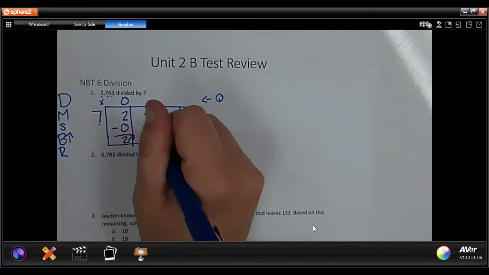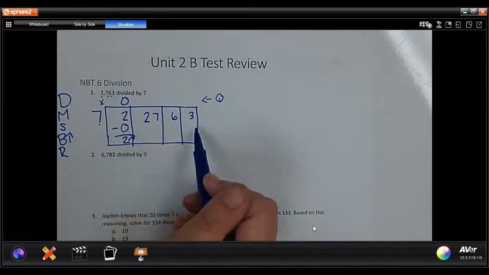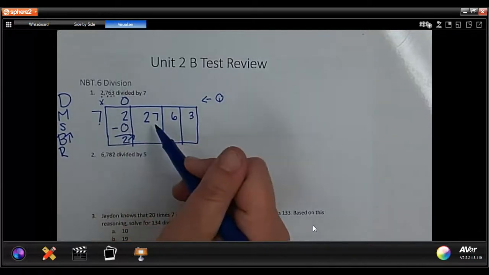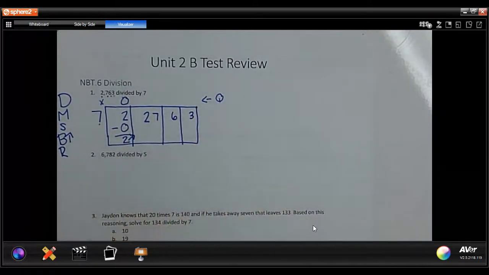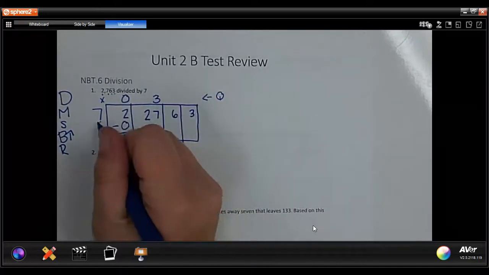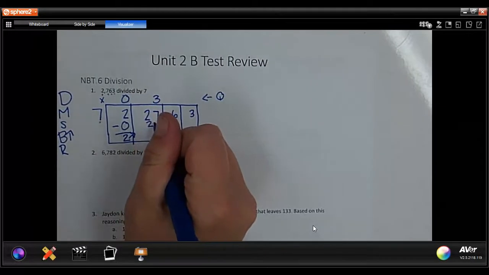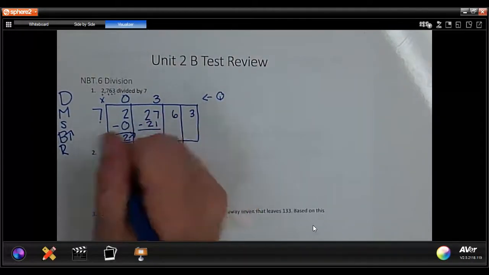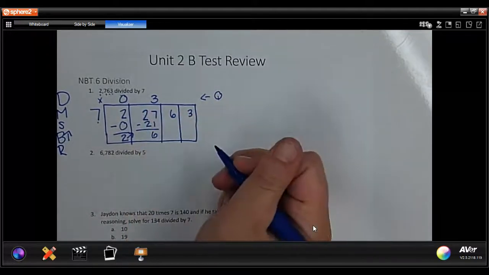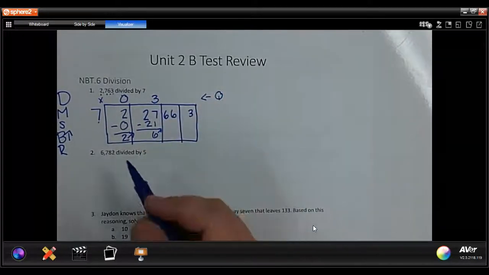I'm going to bring up this 2 in front of the 7. Now I'm going to repeat because I still have some left over. So now I'm going to say 7 goes into 27 how many times? Well, 7 goes into 27 3 times. Multiply. 7 times 3 is 21. Subtract. 27 minus 21 is 6. Next step is bring up. Bring up the 6 in front of the other 6.